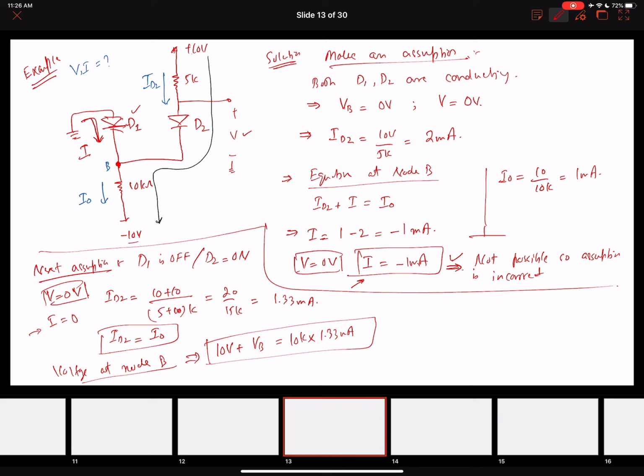So here's an equation. All right, so at node B we can see that we have a power supply of 10 volts plus the voltage that is appearing over here, and the resistance 10K, this one, and the I naught 1.33 milliamperes. So by solving this equation, we can easily find the value of VB. So VB will come out to be, what's the value of VB? 3.3 volts.